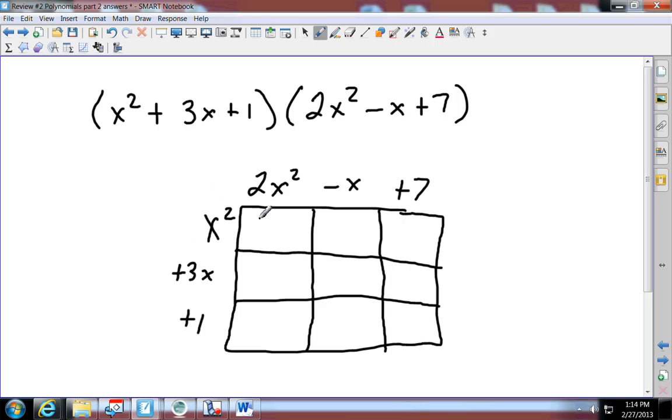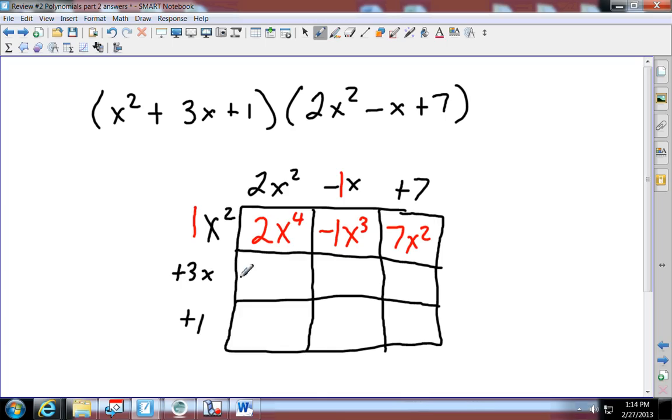Like in this box right here, 2 times 1 is 2. I have 2x and 2x. How many x's do I have? I have 4. There's 2 and 2, so it's x to the 4th. The next box here, 1 times negative 1. Negative 1, but I have 2 x's and 1 x. How many x's do I have? X to the 3rd power. 1 times 7, 7x squared.